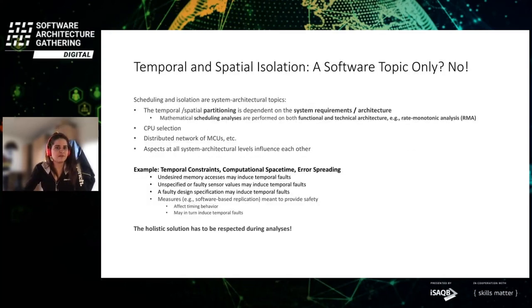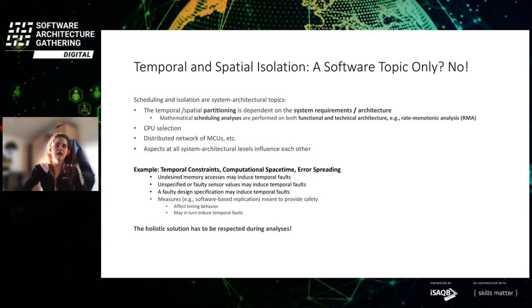And these scheduling and isolation topics are not only software topics. Of course, there's the scheduler itself, the specific part of the operating system, a software part. But I have to tell this software implementation how I would like to execute my code. And for this, I have to perform the analysis pretty early during the system creation. So I have to think about mathematical scheduling analysis on the functional and technical architecture level. For example, executing methods such as rate monotonic analysis.